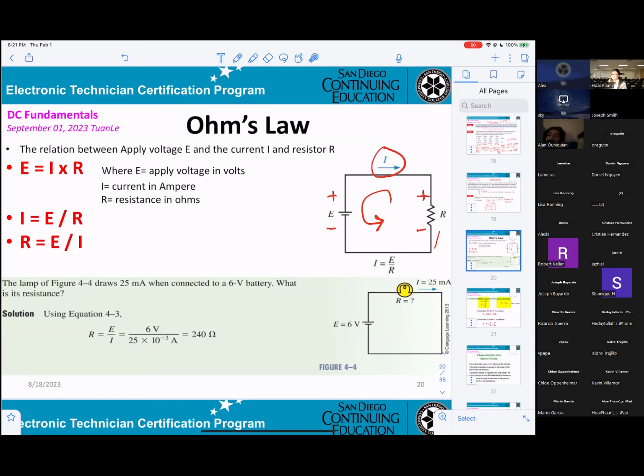Quick question, Mr. Pham. For everyone, if we're talking about Ohm's law, if you want to calculate E or V, either way is fine. If you want to calculate the current, I equals E divided by R, or if you want R, that is your job. You must know the formula.